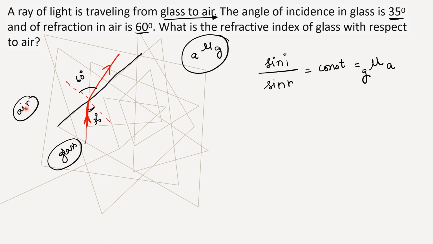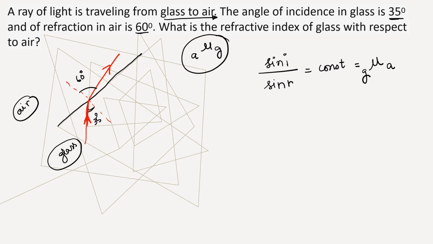If you are observing the diagram from the beginning, when the light was traveling from air to a medium, we have written sin I by sin r is equal to refractive index of the medium. Now the light is traveling from glass to air. Now sin I by sin r will be refractive index of air with respect to medium. So that is the difference. So here sin I by sin r will give us refractive index of air with respect to glass. What are they asking? They are asking refractive index of glass with respect to air. That is the reverse. Now how to get the reverse?